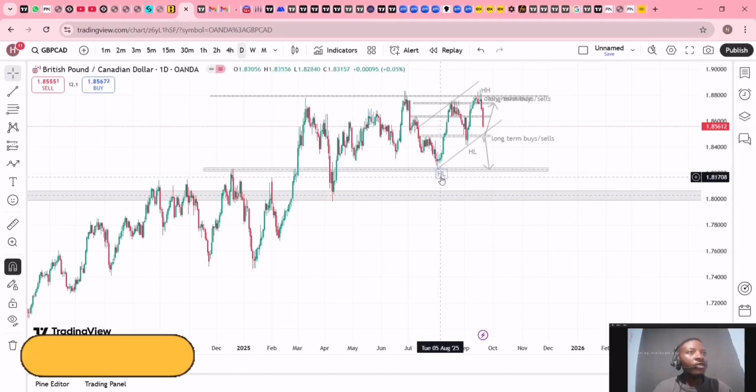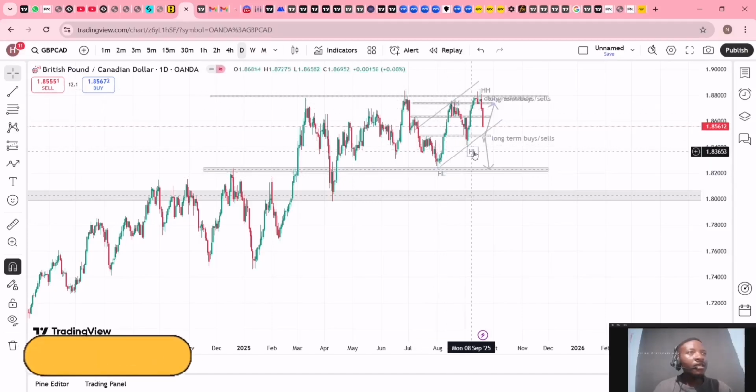We have a higher low here, a higher high here, a higher low here, a higher high here, and in the midst of this market structure we do not have any inner structure or liquidity clearing that has been formed, as in the case of this.